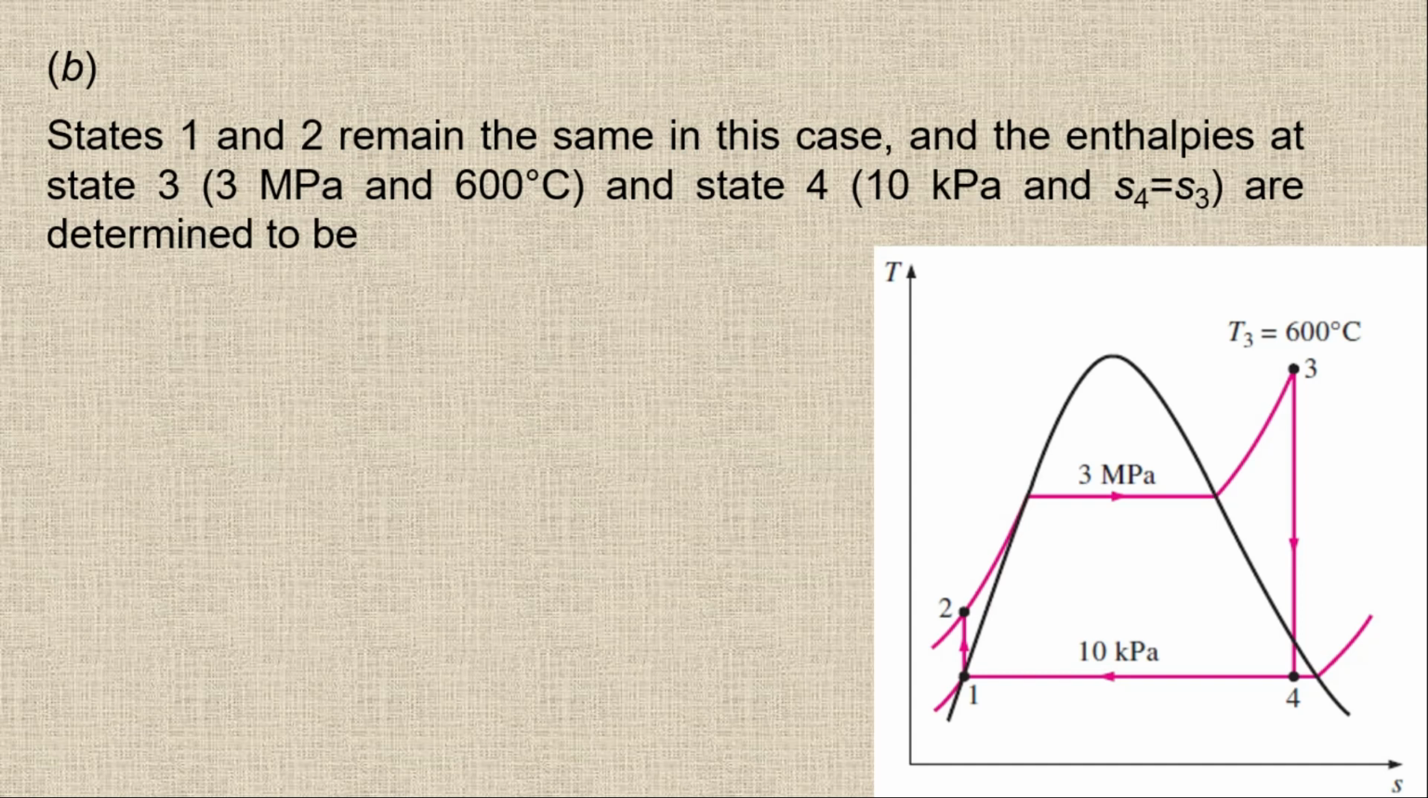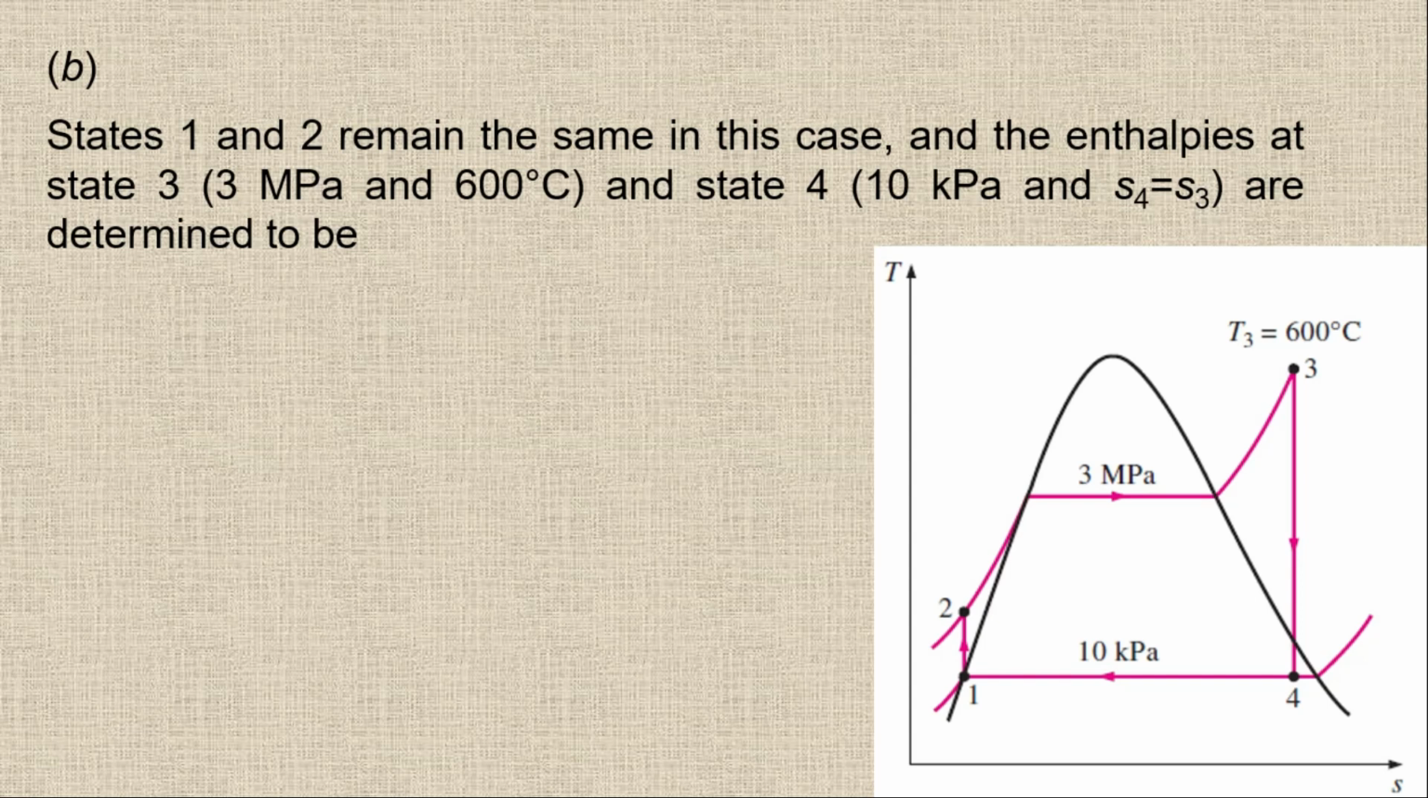So here, point number 1 will be the same because there is no change in state number 1. It's simply 10 kilopascal, and we have the saturated liquid at point number 1. There will be no change at point number 2 as well, because point number 2 is at 3 megapascal, and we check from the same formula, W pump in is equal to V1 (P2 minus P1), and you will get the same answer as in part A, and then you can find the H2 value as well, and it will be the same. But the only thing that is going to change is the value of H3.